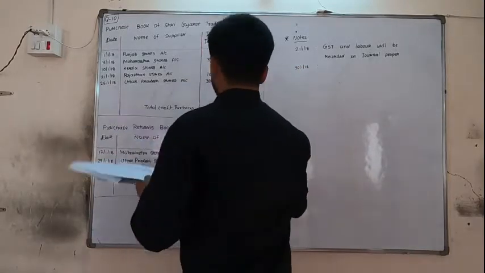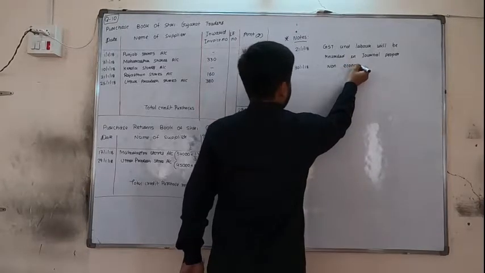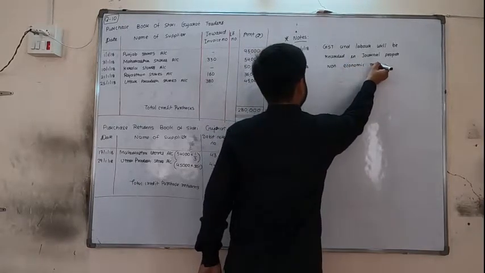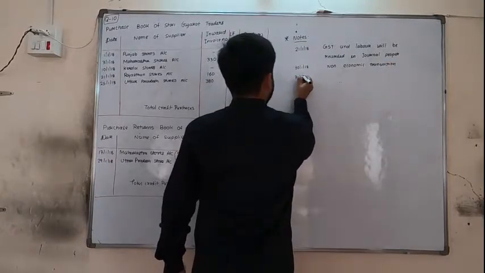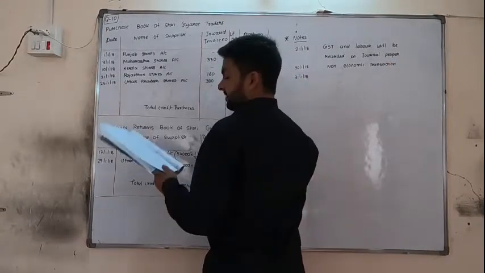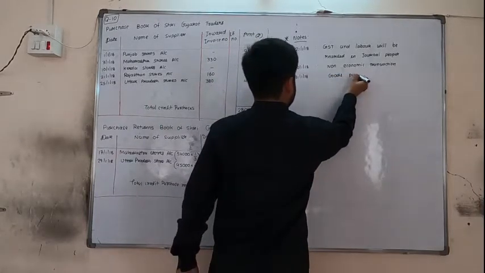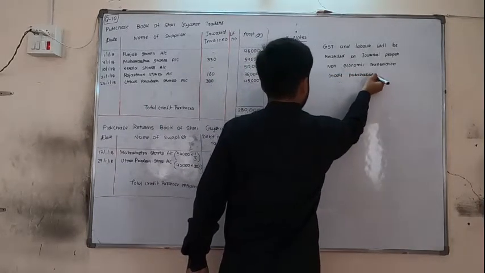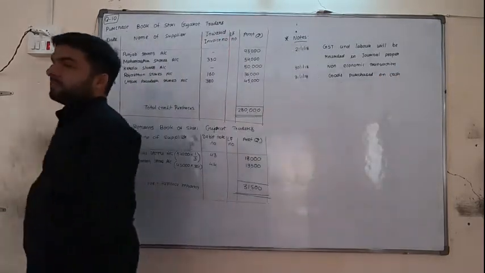We have placed an order, so non-economic transaction. 31st, we have purchased goods on cash. So goods purchased on cash. Okay, friends, now the whole sum is completed.